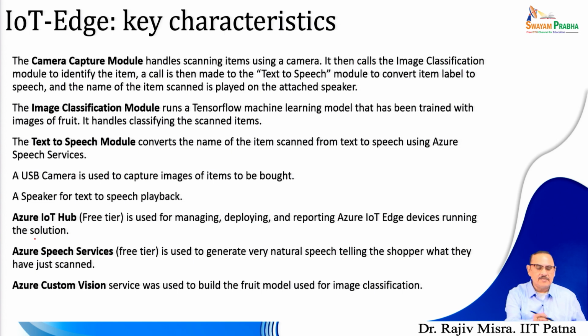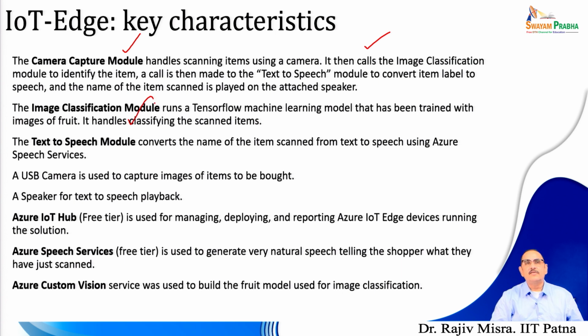Now, let us see about one such service or application, which is called the camera capture module. It handles scanning the item using the camera. It then calls the image classification module to identify the item, then calls the text to speech module to convert the item label to speech, and the name of the scanned item is displayed on the attached speaker.